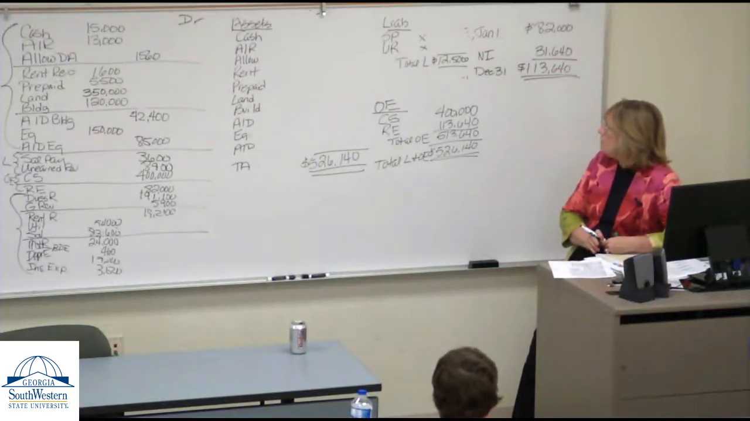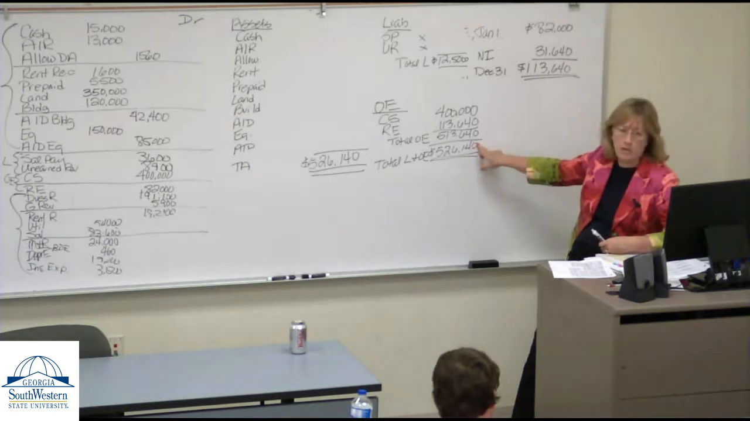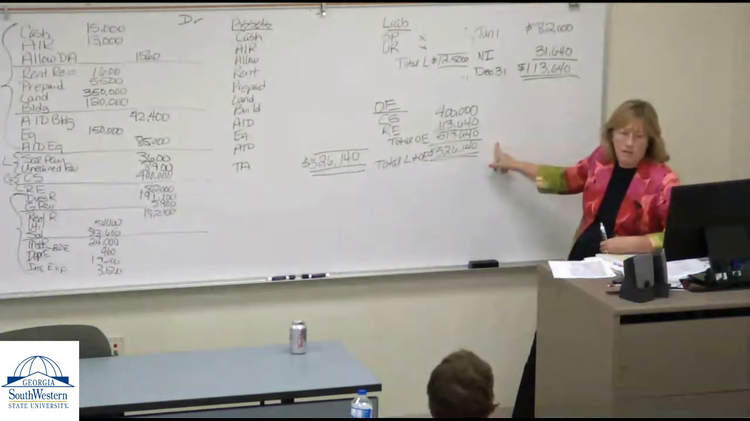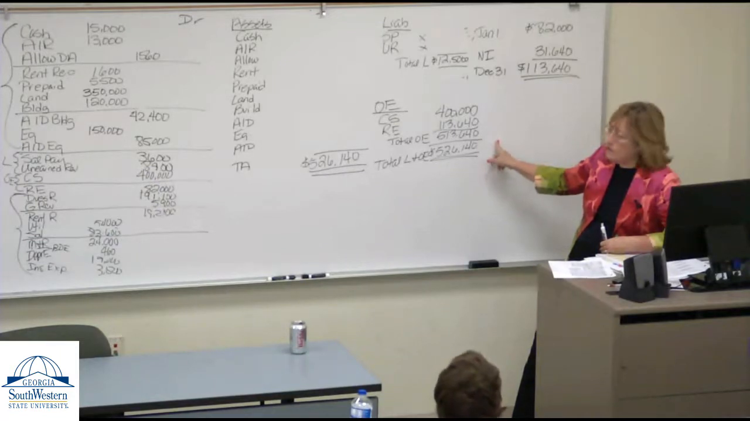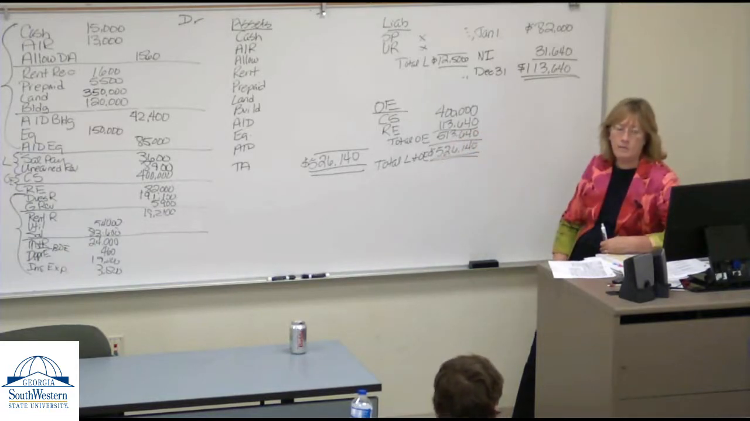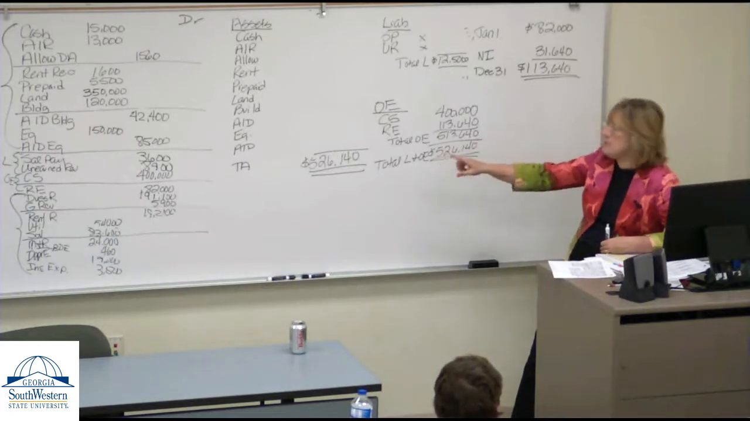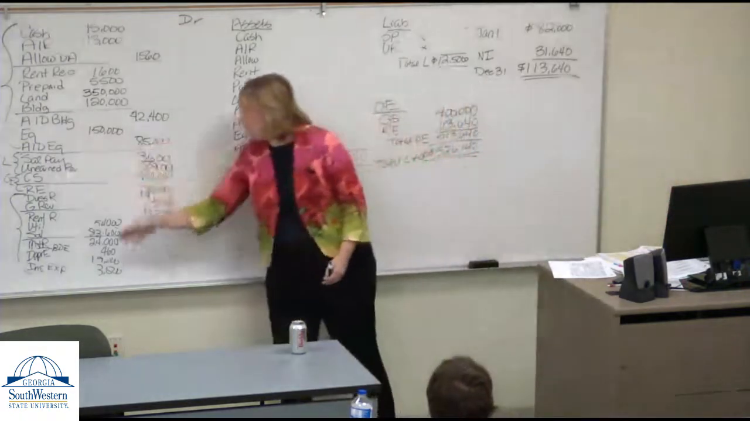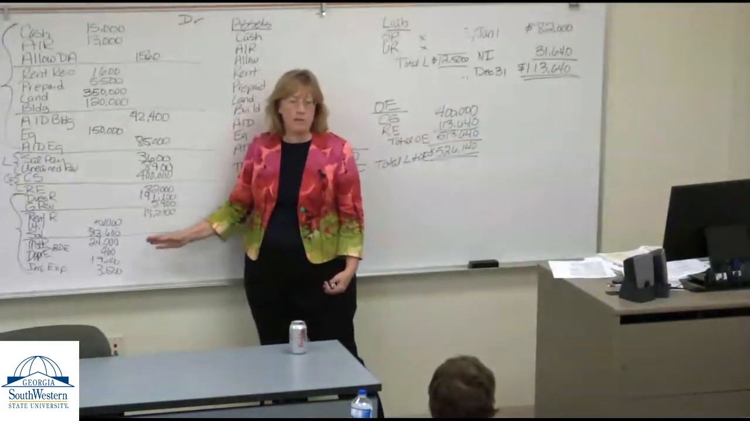So when we get down to the bottom, if this number does not equal our total assets, what should we do? If it does not equal, you should look for a mistake. And how do you find that? What's the easiest way to find that? Subtract them. Get the difference. Anytime something doesn't equal, like if your totals here don't equal, subtract and see what the difference is.